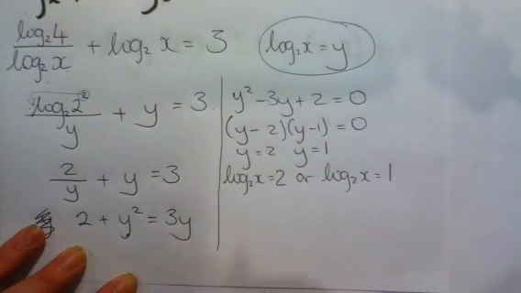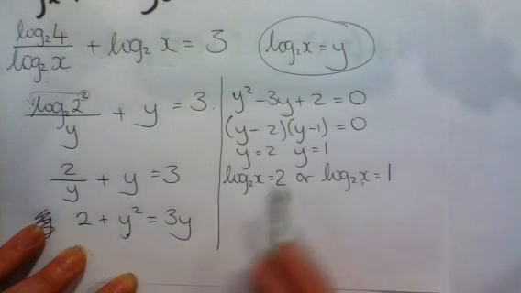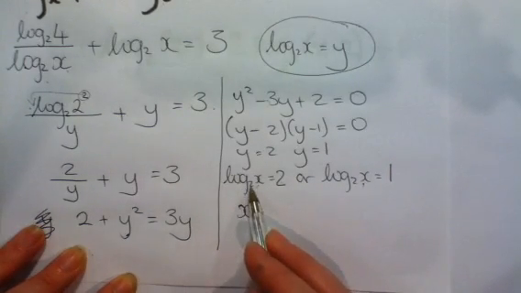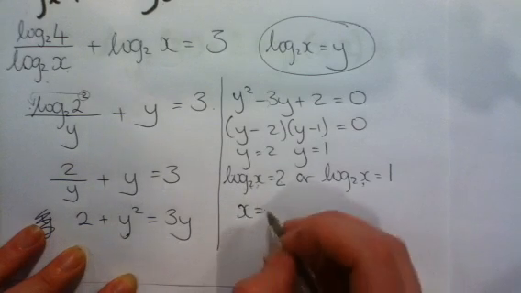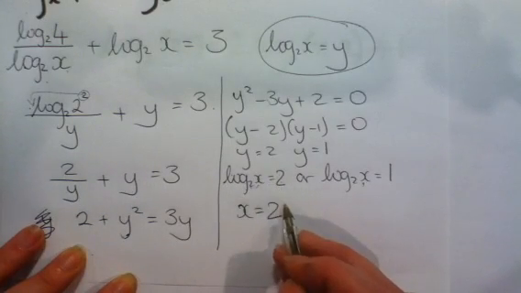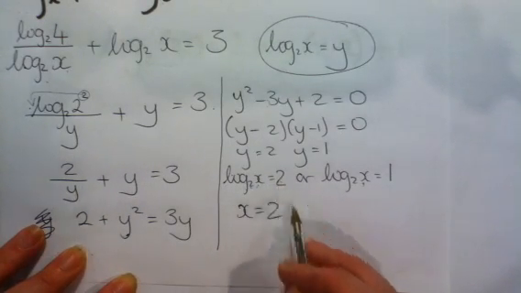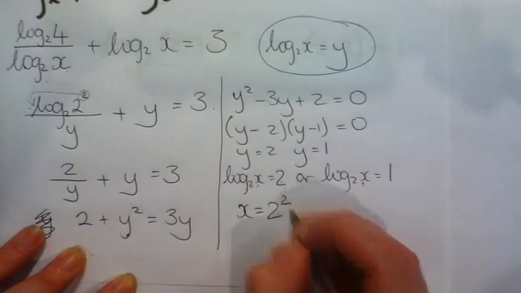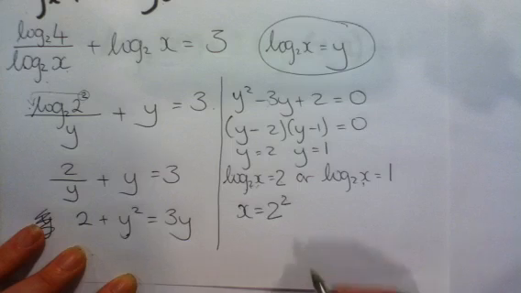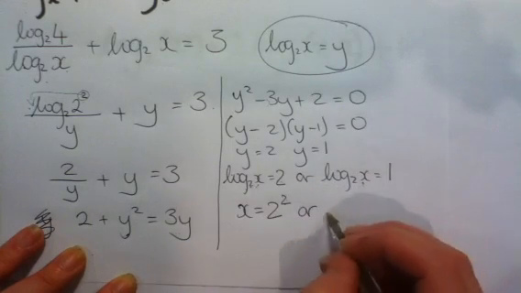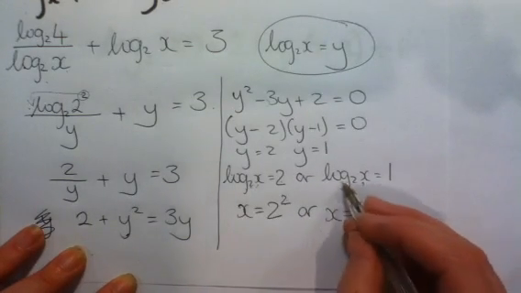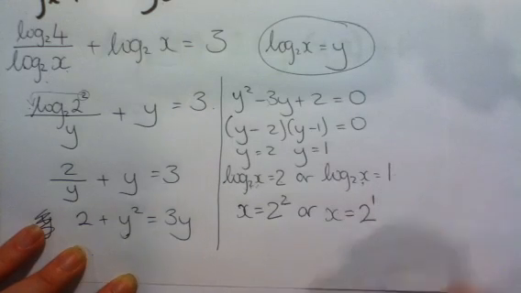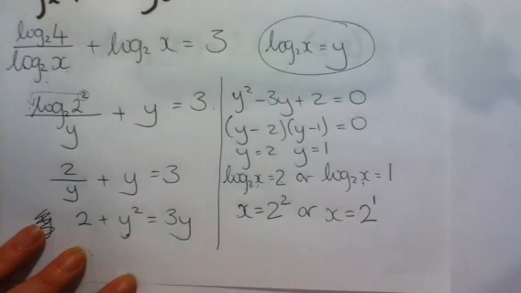So to get my x's back out of these situations, to release the x from this log to base 2, I have to do the opposite of log to base 2, which is 2 to the power of, and I'm applying that to this 2 here. So log to base 2, 2 to the power of, applied to 2, so x is 4. Or, releasing the x from this situation, I've got log to base 2, the opposite is 2 to the power of, and this time applied to 1, so that gives me the other answer, which is 2.